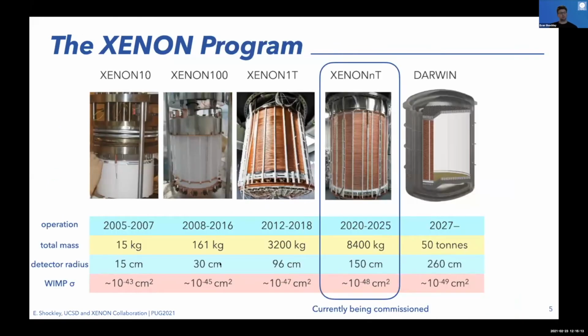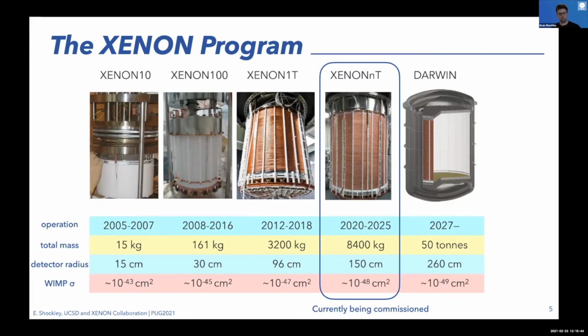So the XENON project has been going on for some time now with multiple phases. It started in the mid-2000s with XENON-10, which was about 15 kilograms of xenon, a prototype just to show the first detection principles of this type of experiment. This was upgraded then to about a 100 kilogram detector called XENON-100, which was a leader in the field for some time, about 10 years ago.